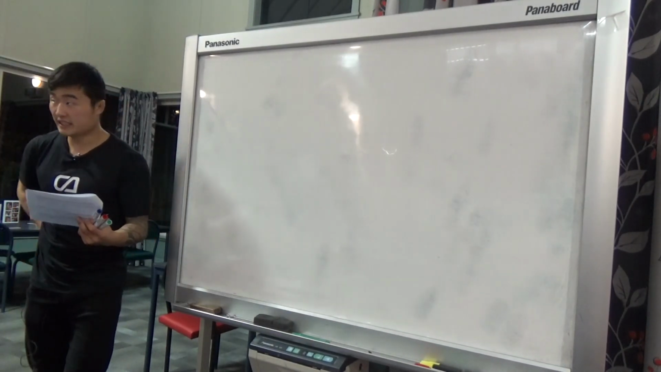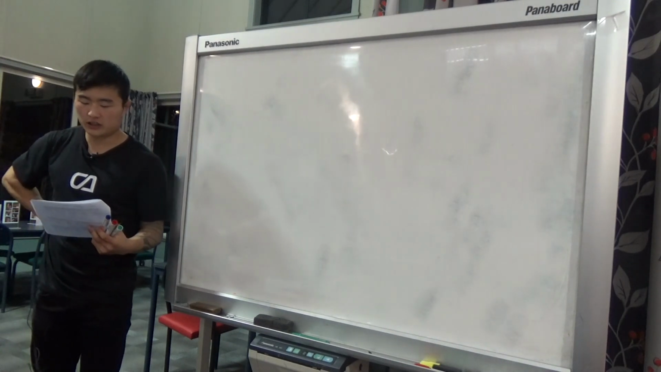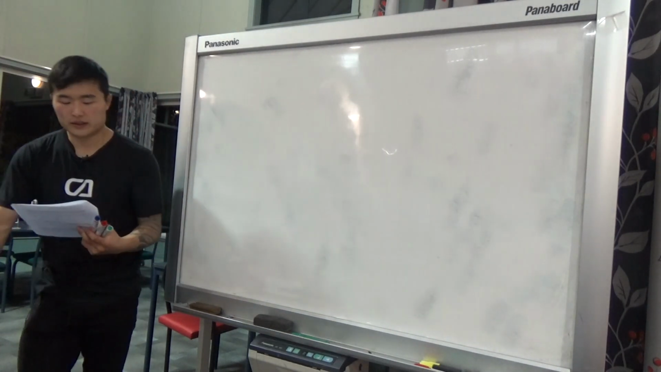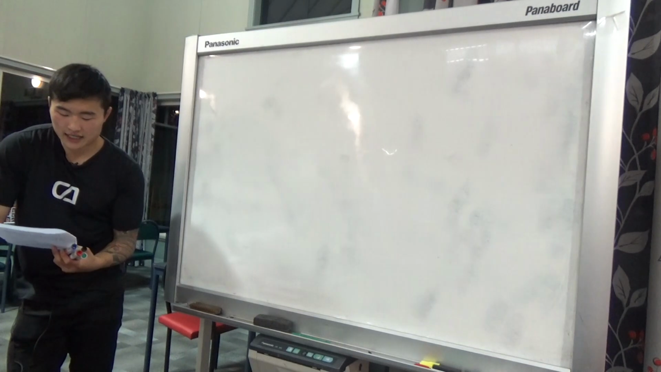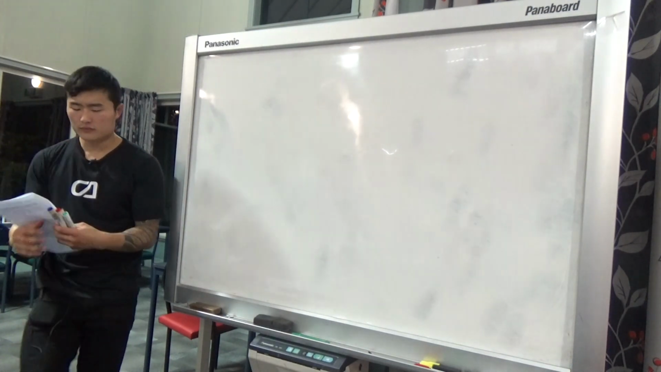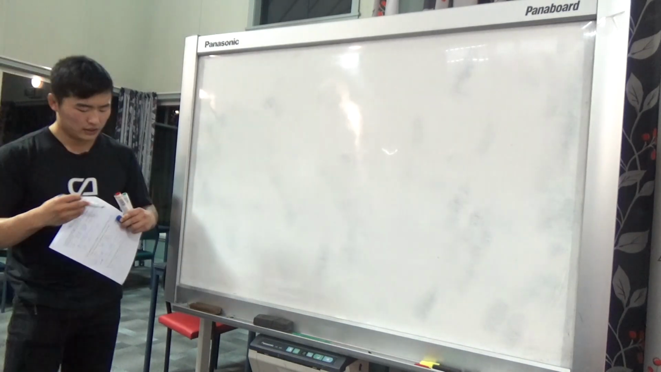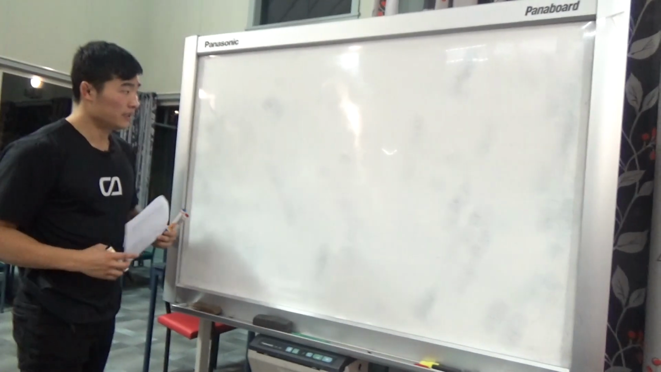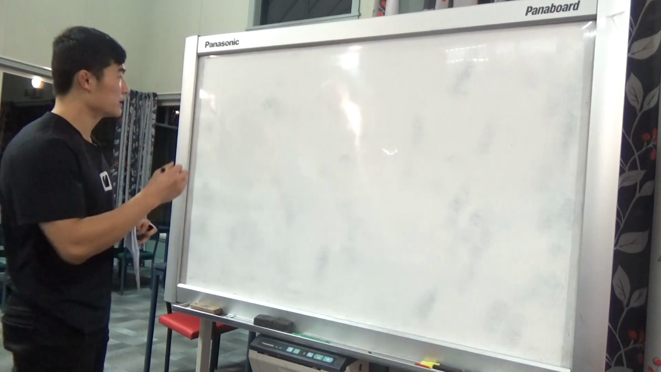Number 8, we have an X-ray tube which uses an operating voltage of 35 kilovolts. What's the momentum of the highest energy X-ray photons produced by this tube? So I'm just going to explain how a basic X-ray tube works.